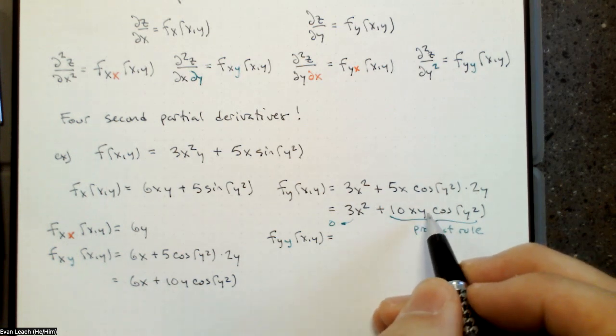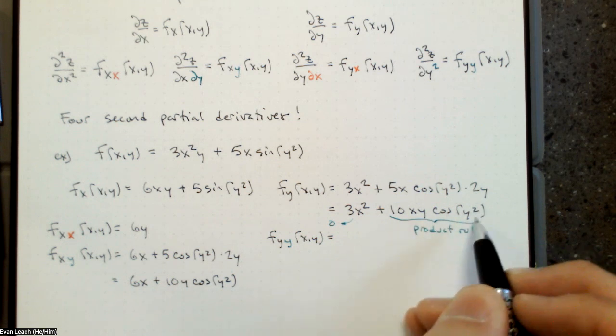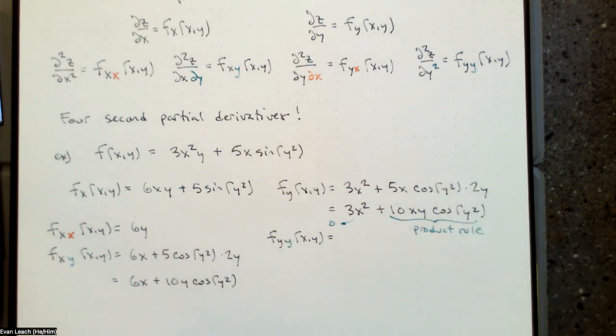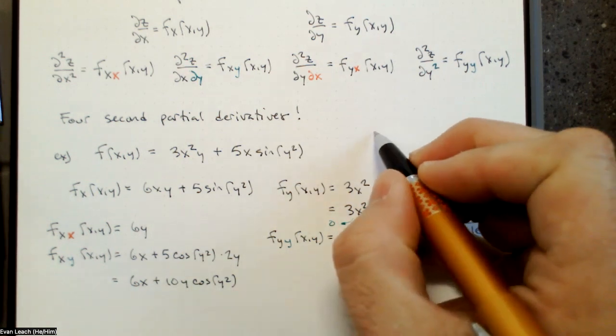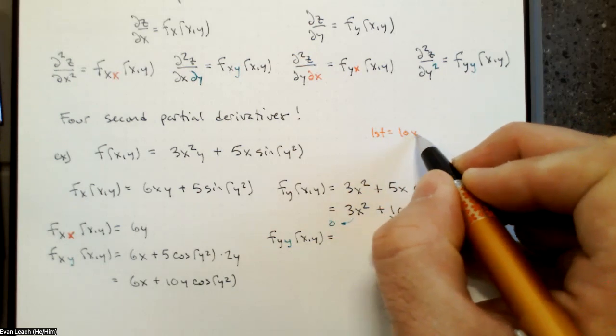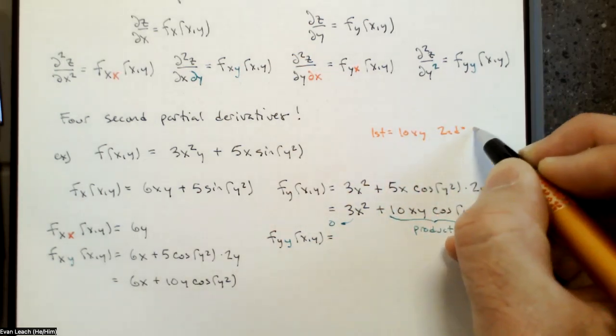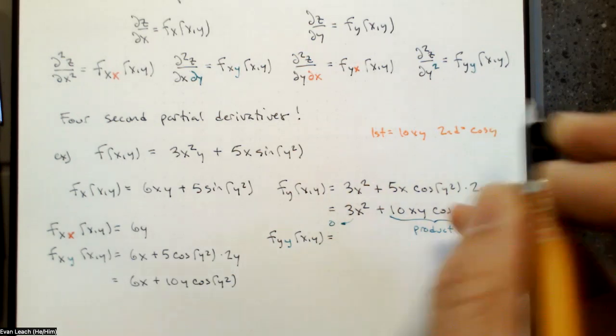So I'm going to break it up into two factors: 10xy and cosine of y squared. So from a product rule standpoint, the first is going to be, I'm going to read as 10xy, and the second is going to be cosine y squared.